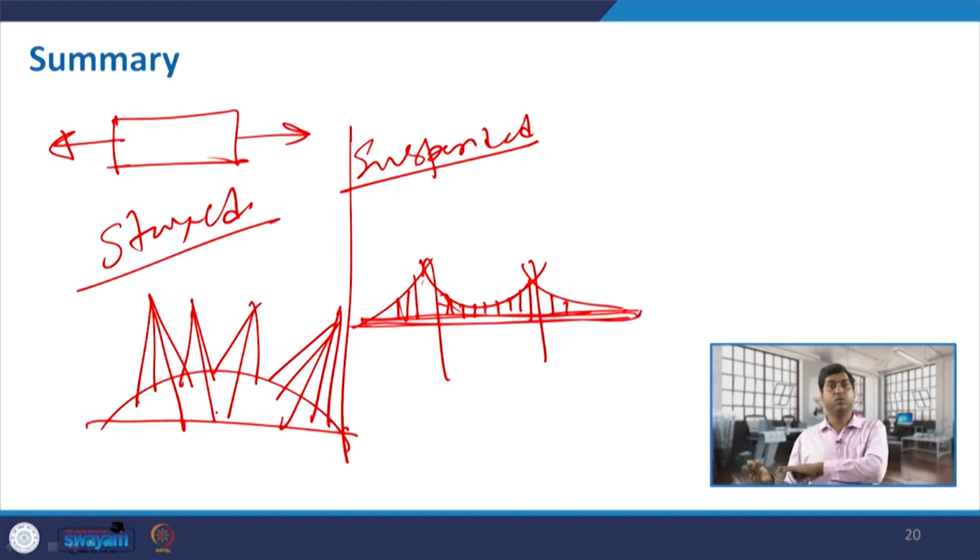So, whatever the load of the traffic, the vehicles, people, dead load, everything is taken care of by this suspension cable.